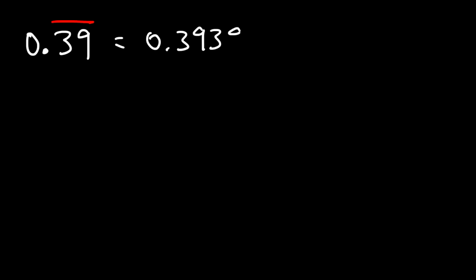Now let's say we have two different numbers repeating, for instance 0.39 repeating. So this is the same as 0.39, 39, 39, and so forth. How can we convert this into a fraction?